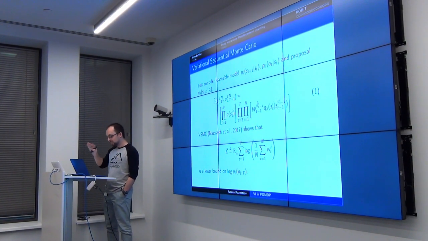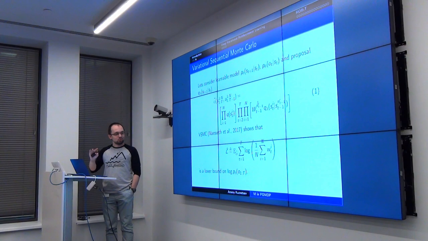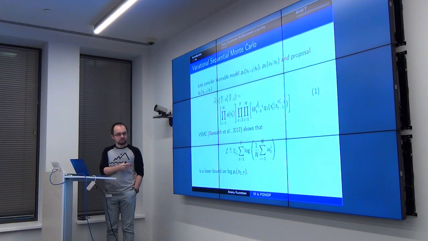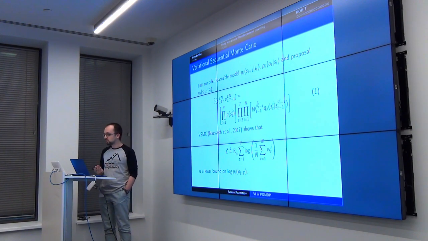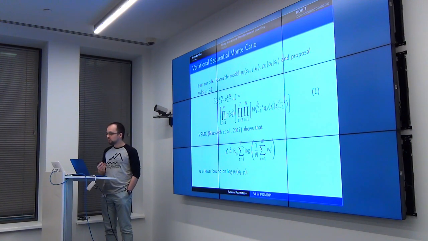So basically, what conclusion should we get here? That we can use the same scheme as the previous, but also in the case when we don't know the dynamics. When we learn dynamics, we can learn proposal. We can maximize the lower bound on the probability of our observations.